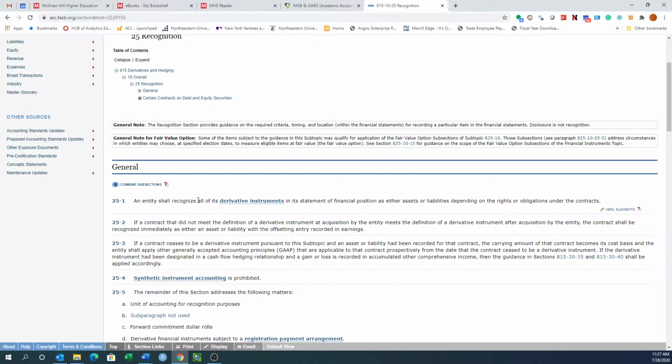25-1: An entity shall recognize all of its derivative instruments in the statement of financial position as either assets or liabilities. So if I have this and it has a value, I'm owed money, that's an asset. If I owe money, it's a liability. And they should recognize all of them in the statement of financial position. Well, what's the other side of that transaction? The other side is articulated here in 25-2. This line says that even if you bought something that didn't qualify as a derivative initially, but later qualified as a derivative, you have to recognize it immediately as either an asset or liability with the offsetting entry recorded in earnings. This is the key piece.